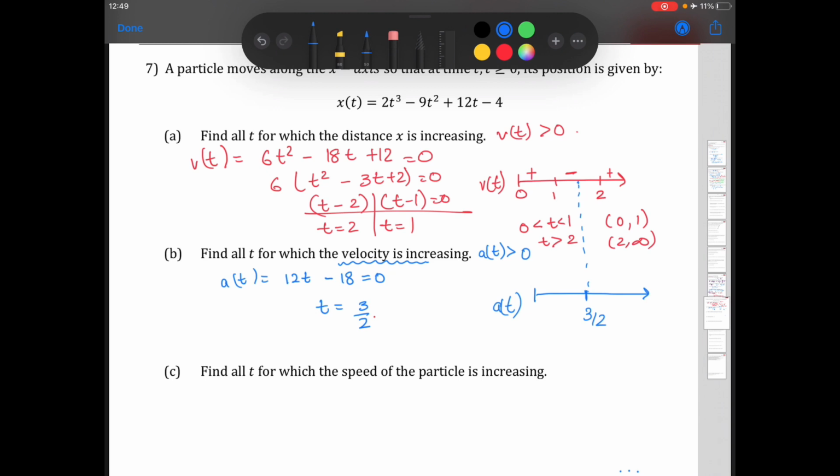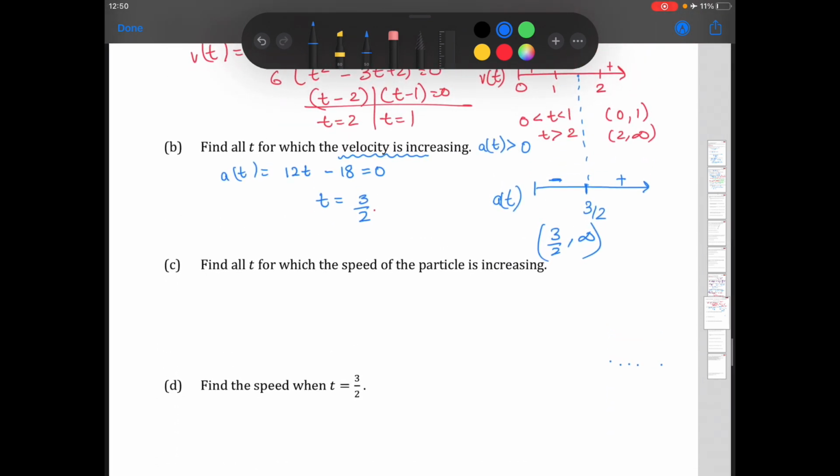Let's say 1. I'm going to substitute in here, and I do get a negative number. If I substitute a number greater than 3 halves, let's say 2, 12 times 2 is 24, minus 18 is positive 6. So I want to know where it is increasing. It's increasing from 3 halves onwards.